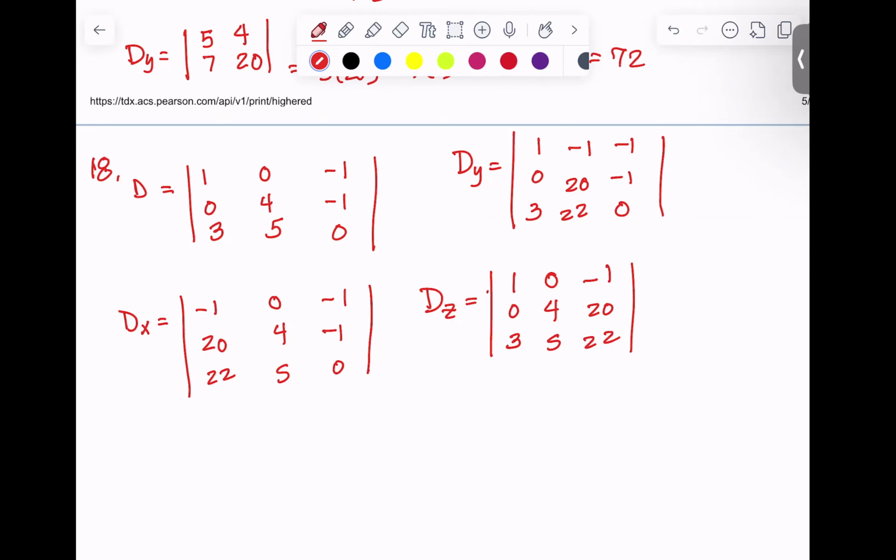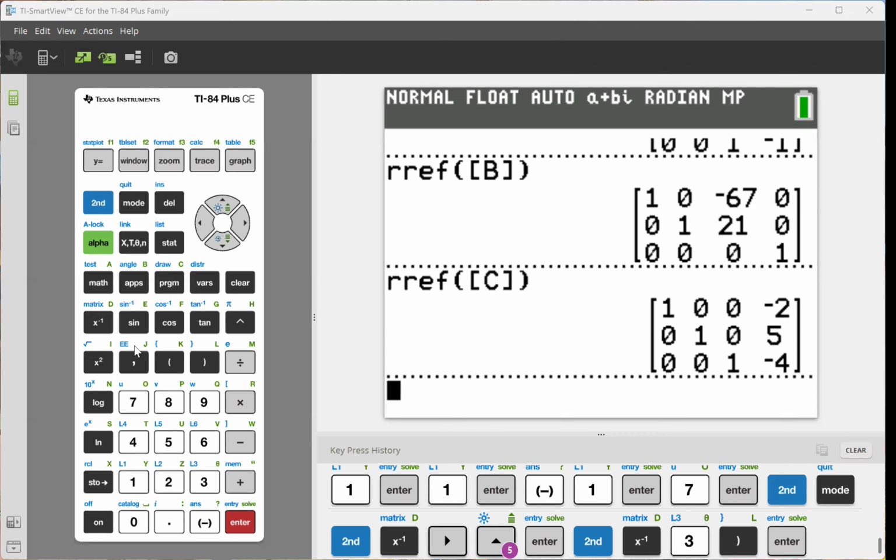I'm going to put all 4 of these in my calculator and let my calculator calculate the determinant for me. Like I said, it's pretty easy to do by hand. I'm just not going to. All right, sharing my calculator. I'm going to put each of these matrices in matrices that I haven't used already. So I'm going to put D in E, D sub X in F, D sub Y in G, and D sub Z in H. I might as well use them.